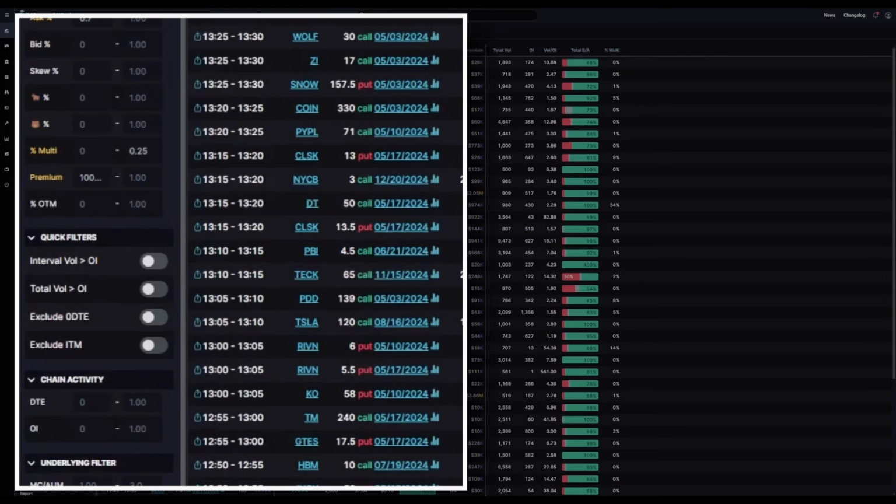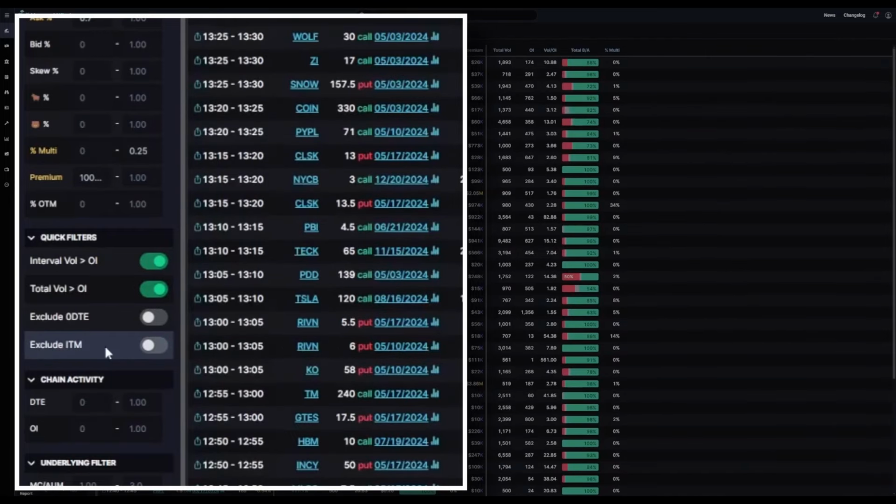Now below we have these quick filter sliders, and I'm going to take us back to that topic of volume versus open interest. I mentioned I don't need a crazy ratio for this filter, but I do want the volume transacted within this 5 minute interval to be higher than open interest overall. So I'll set this interval volume greater than open interest to on. Obviously that also means I want the total volume on the day to also be greater than open interest. So that one's also on.